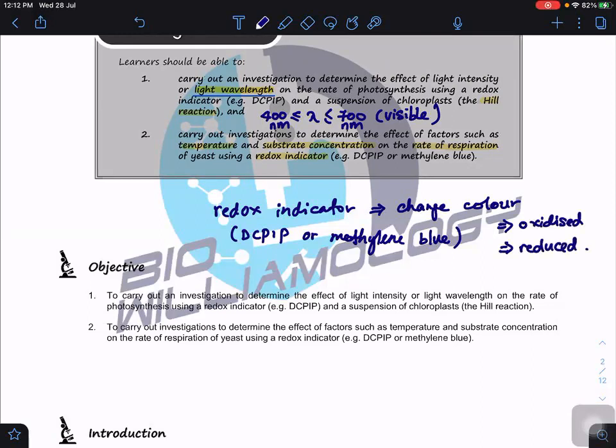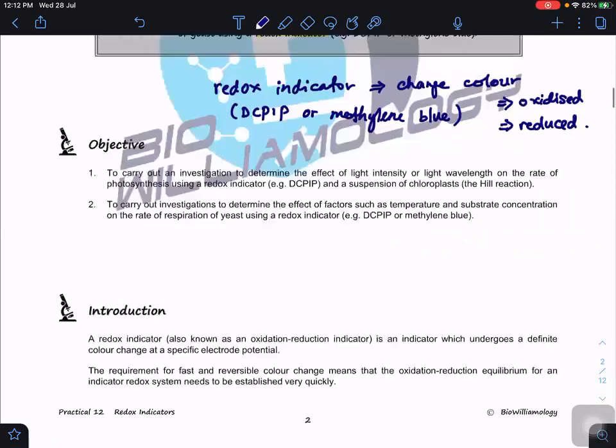When they are reduced, they may become colorless, or when they are oxidized, they become colorless. It depends on which type of redox indicator we use. DCPIP is a little bit blue in color, and methylene blue, from the name, is blue as well. So we're going to look at how both of them function to help us determine the rate of reactions. I will go into it in detail now.